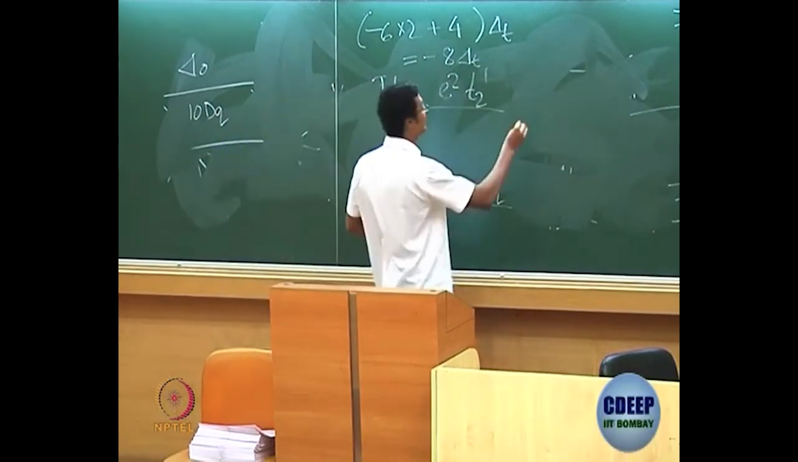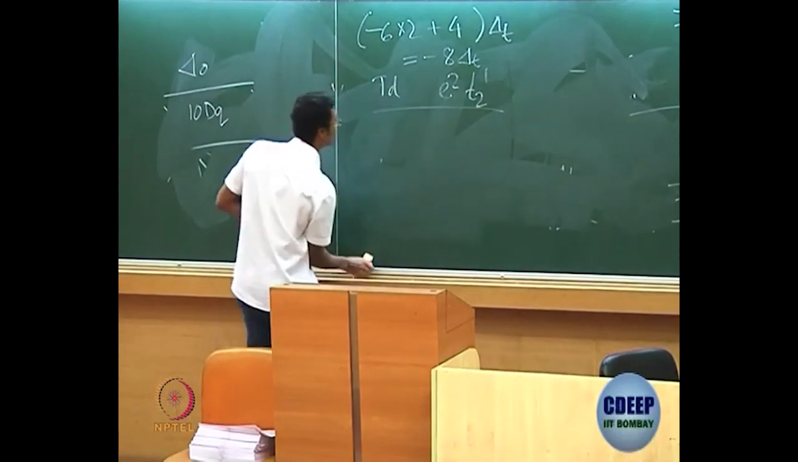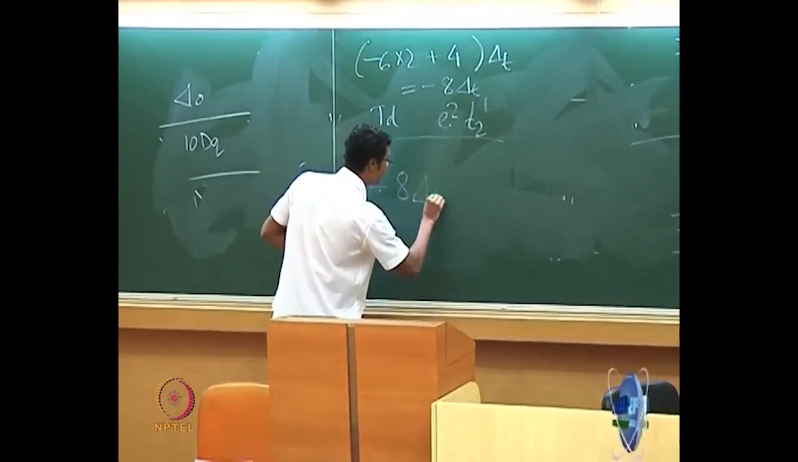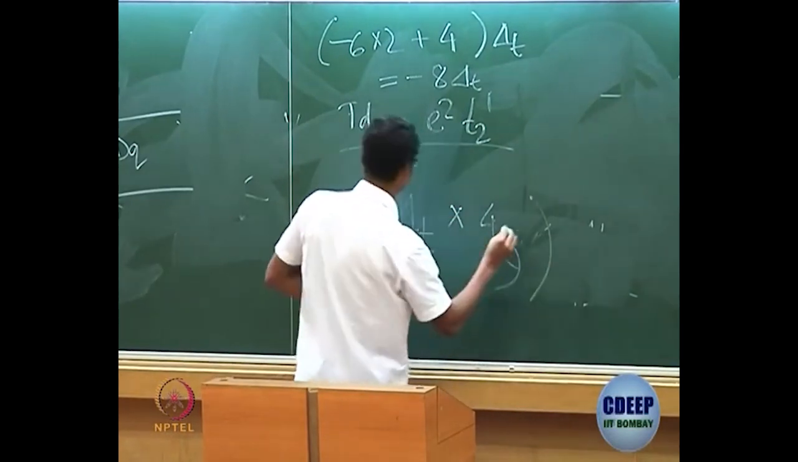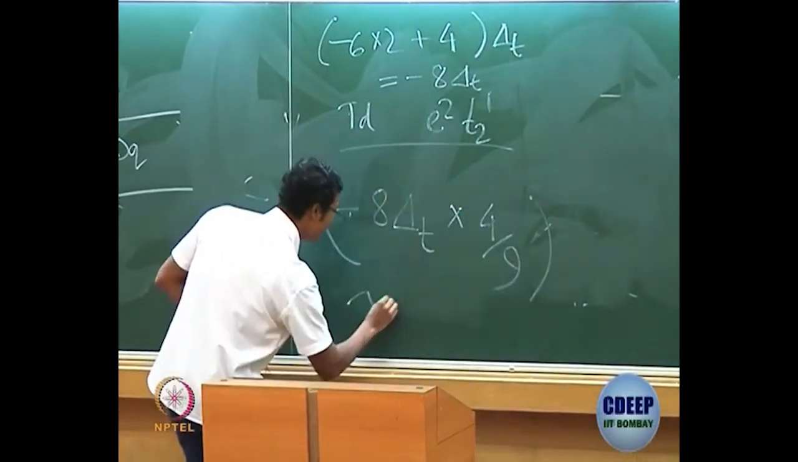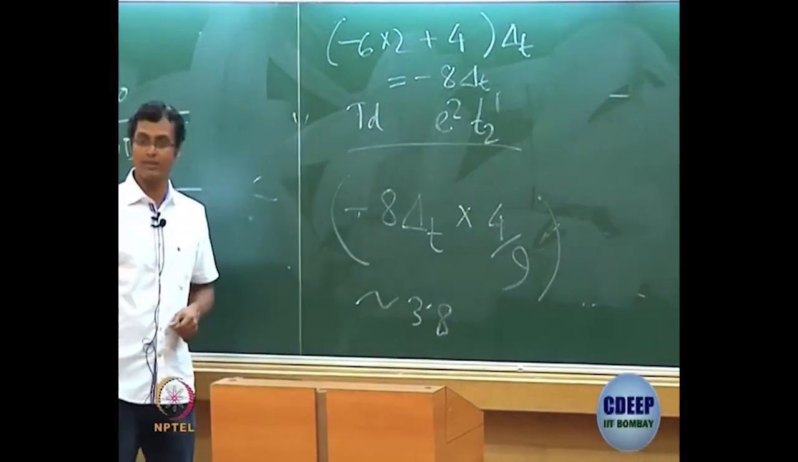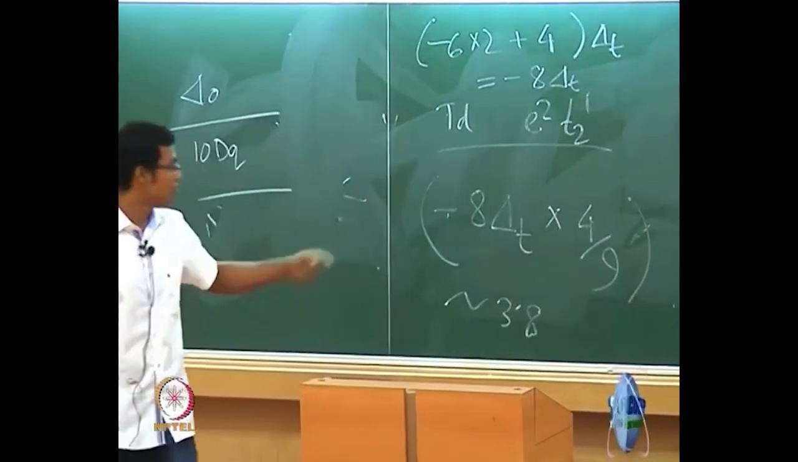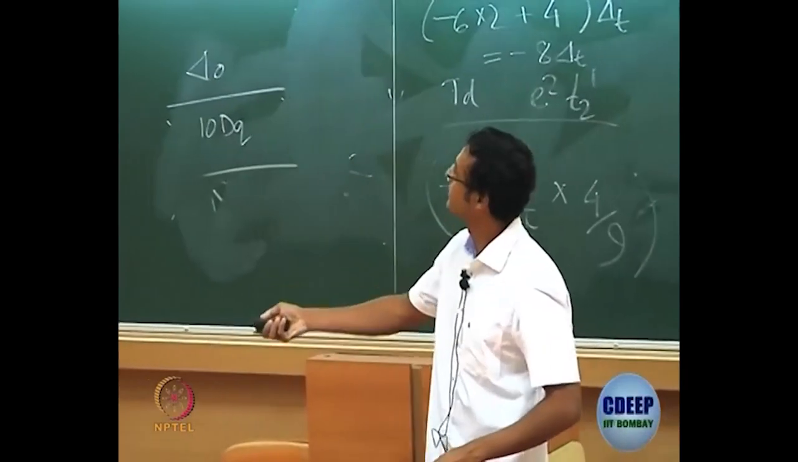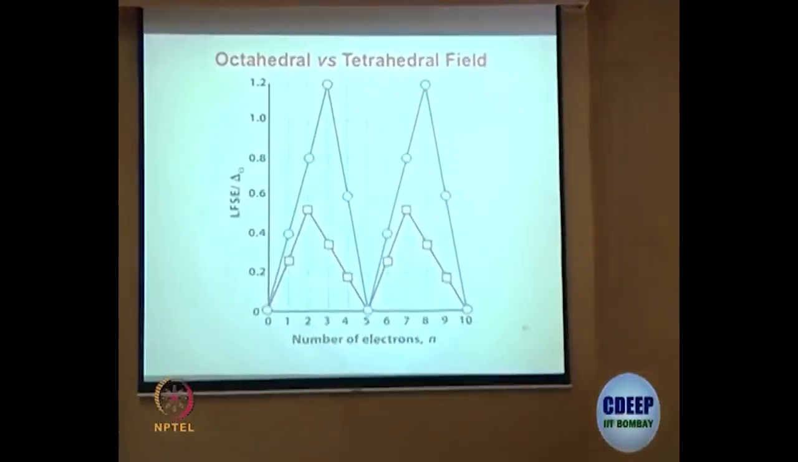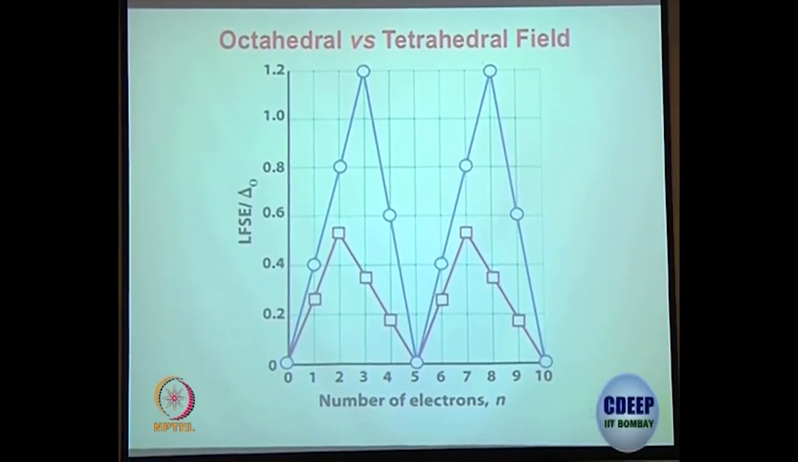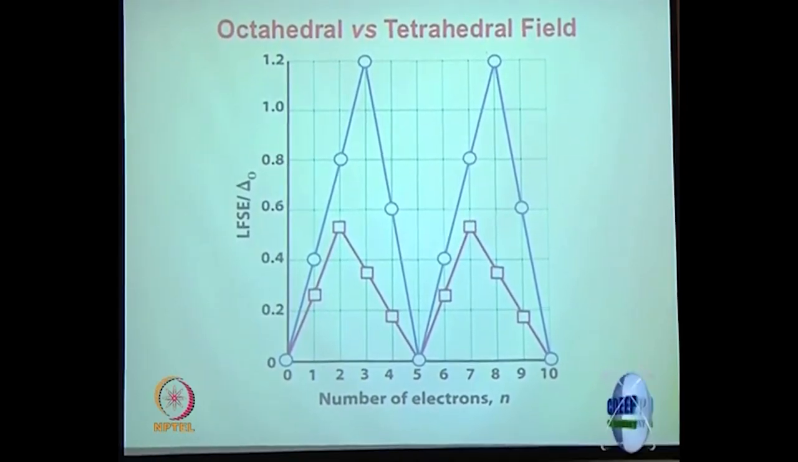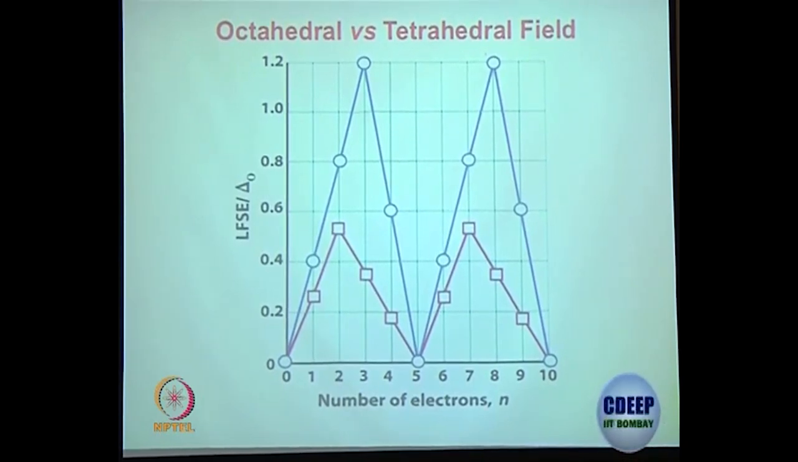Now, as you know, minus 8 delta T means this is times 4 by 9, for overall, this is going to be in delta O. So, it is nearly going to be, let us say 3.8 or 3.9, whatever it is, 9 and 8 cancel out, whatever it is, 32 divided by 9. Now you look back in here, 3.8 or so. That is how each of the electronic configurations, once again mind you, this is high spin. Tetrahedral is always high spin, tetrahedral high spin versus octahedral high spin we are trying to compare. You should be able to do this plot by yourself.